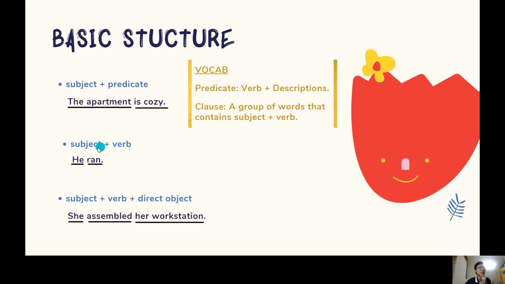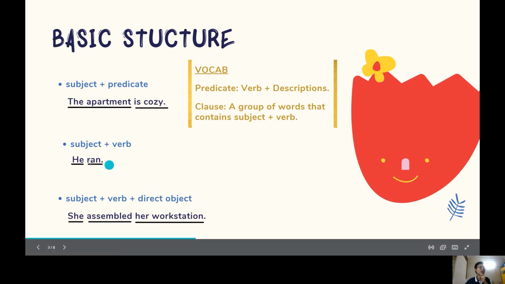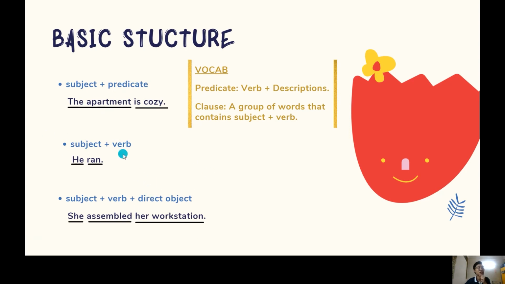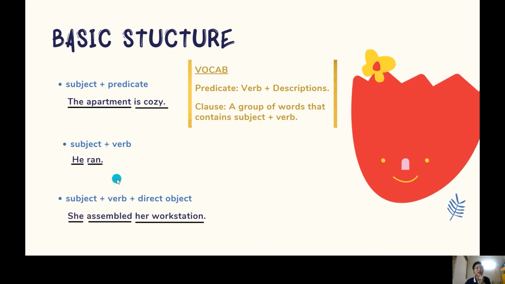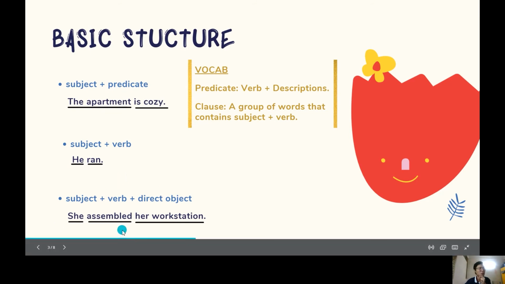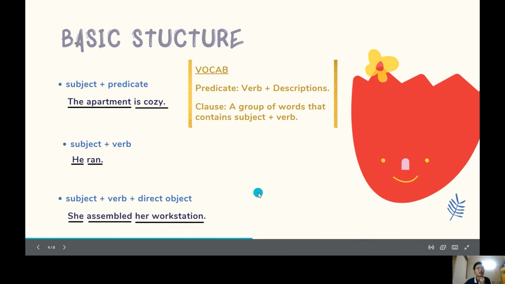So moving on here, besides making things complicated, a sentence can be very simple. It can just consist of the subject and the verb. For instance, he ran. Or you can even add a direct object right after the verb to further elaborate your story. So for instance, she assembled what? She assembled her workstation. So you can see here, she, subject, verb and the direct object.